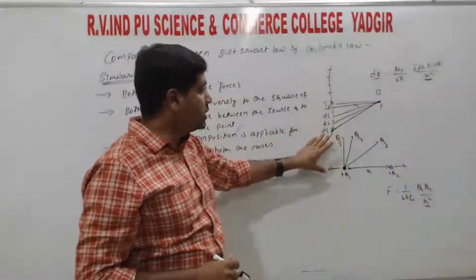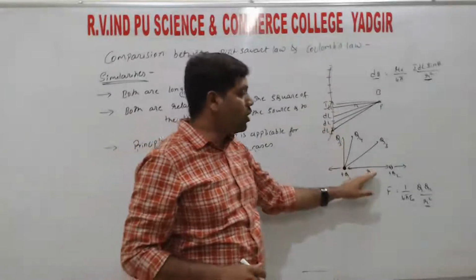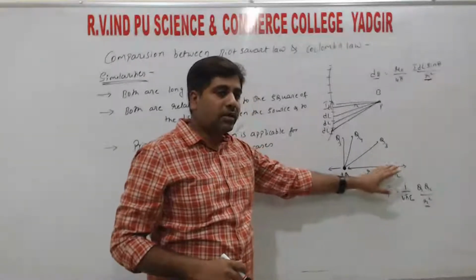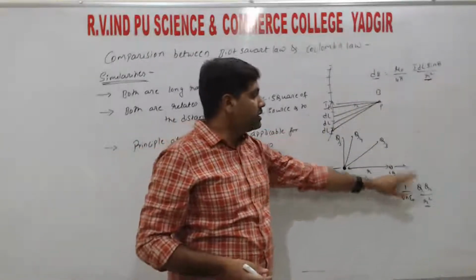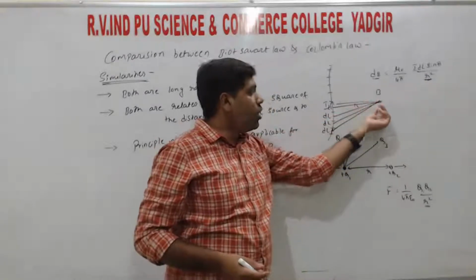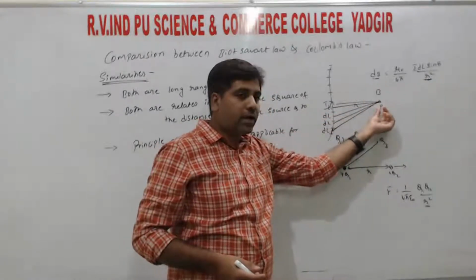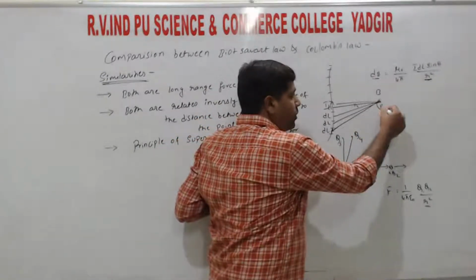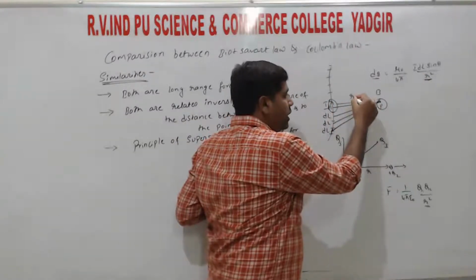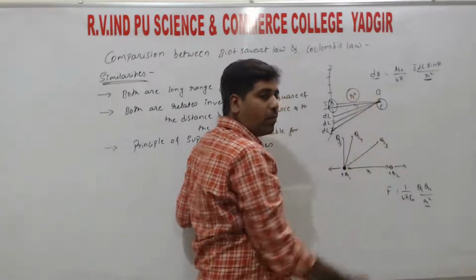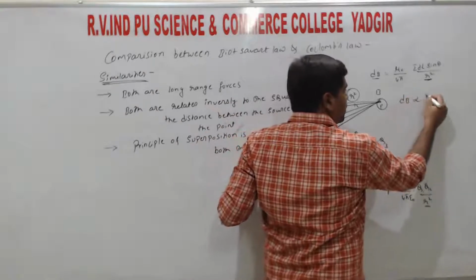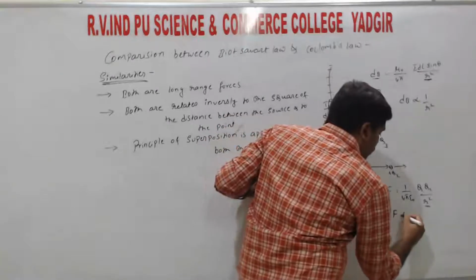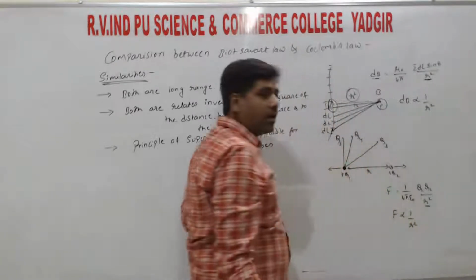So what similarities are there in both? The first similarity is that both are long range forces. Even if they are at a very large distance, the force still acts on it, right? The second point is that both relate inversely to the square of the distance. The distance between the source and the point where we calculate the force or find the magnetic field is inversely related, that is 1 by r square. So we can write dB is inversely proportional to 1 by r square. In the same way, force is inversely proportional to 1 by r square.